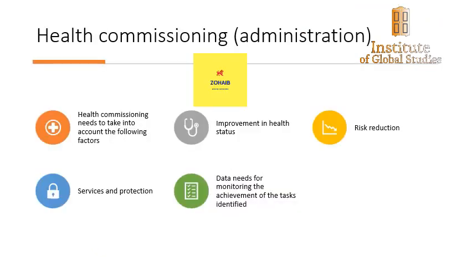Then health commissioning administration. That is what we understood when we talked about health commissioning. Health commissioning needs to take into account the following factors. Number one, improvement in health. Number two, risk reduction. Number three, services and protection. And number four, data needs for monitoring and achievement of the tasks identified. So these four points are health commissioning administration, and we need to commission these four steps.